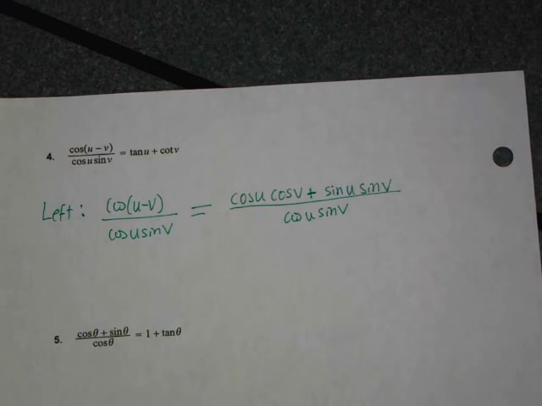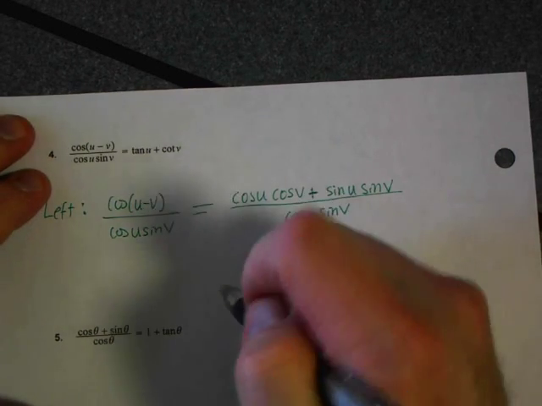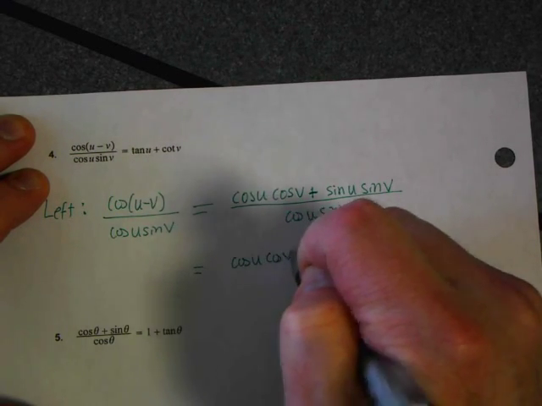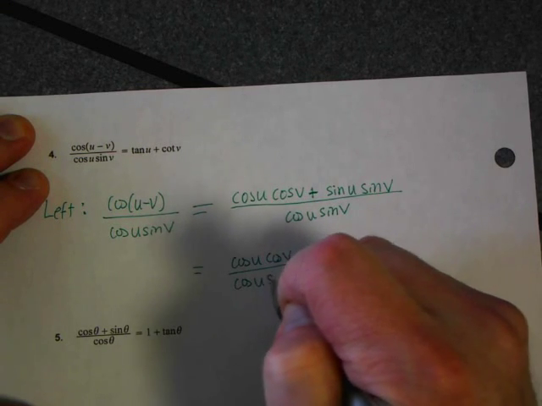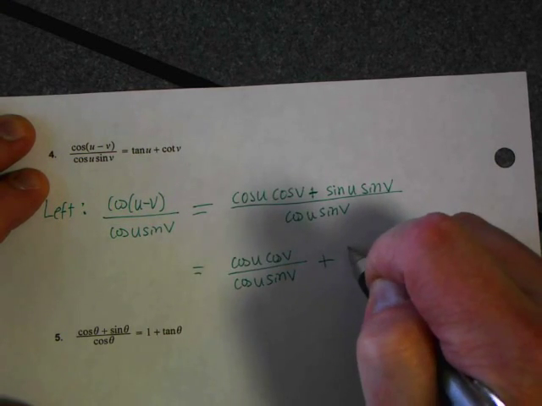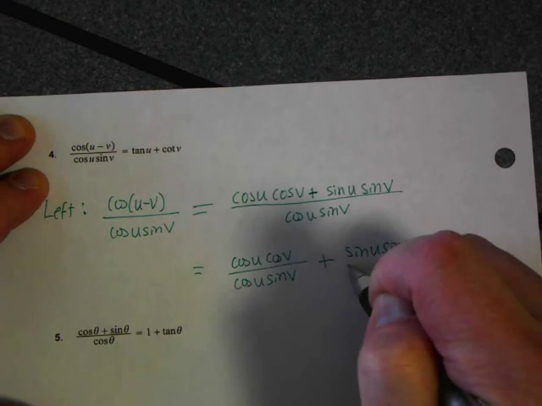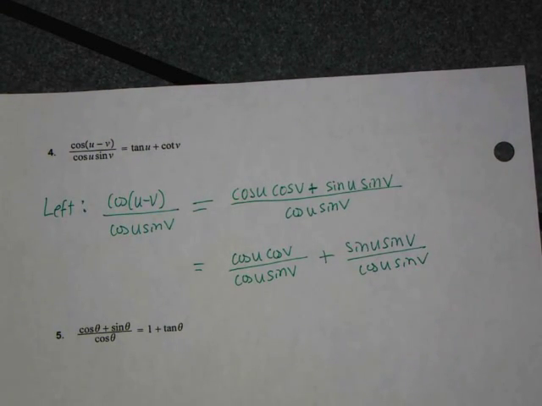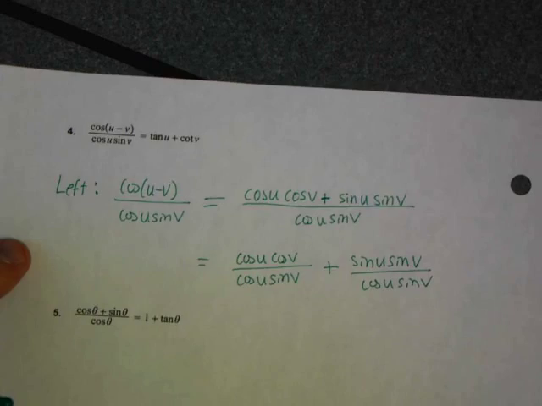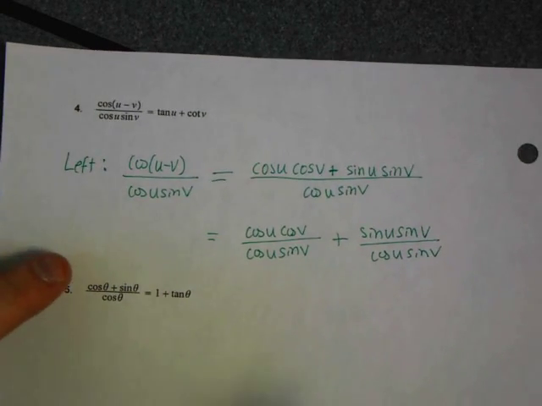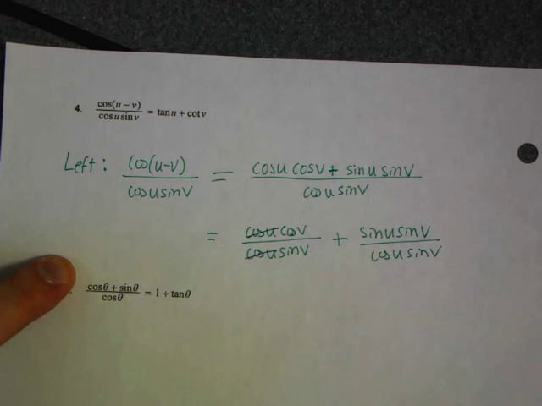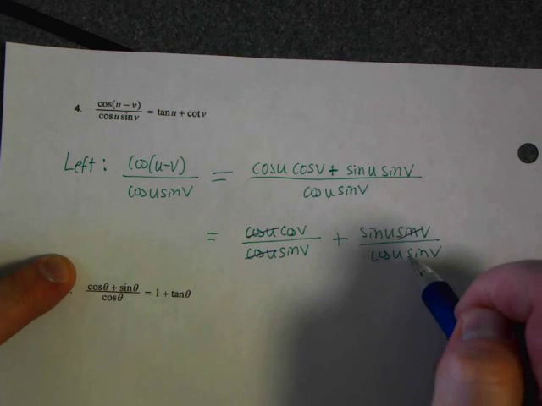Now what? I can break it into 2 fractions. I can break it on the numerator. Okay. Cosine u cosine v divided by cosine u sine v plus sine u sine v over cosine u sine v. I like that because I think I can reduce some stuff. What can I reduce? I can reduce cosine of u with the cosine of u in that fraction. And how about the sine of v with the sine of v in that fraction?